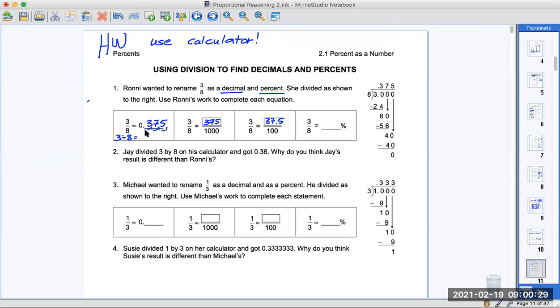My eraser doesn't work. Lovely. Oh, well. And then what is it as a percent?